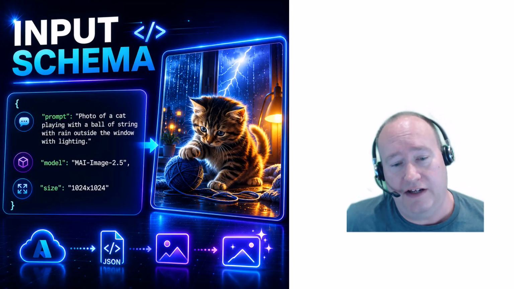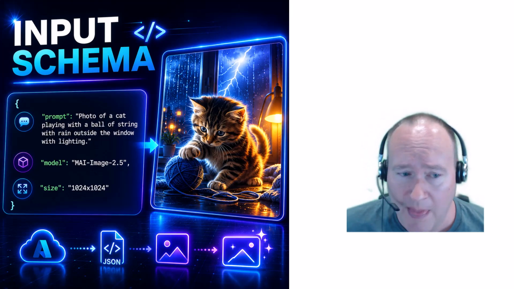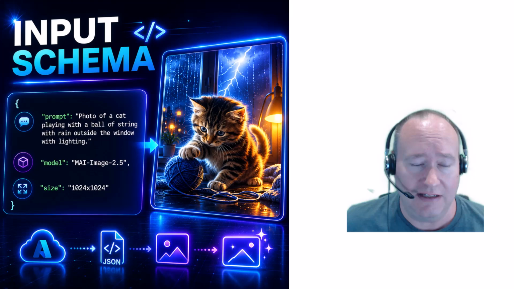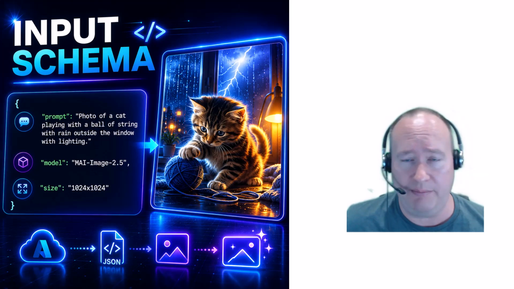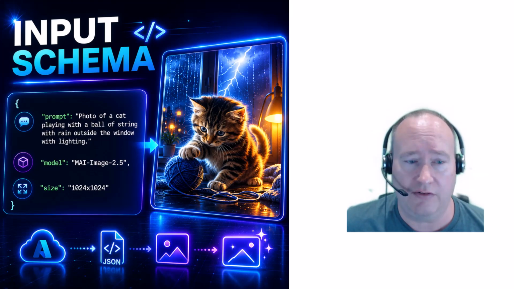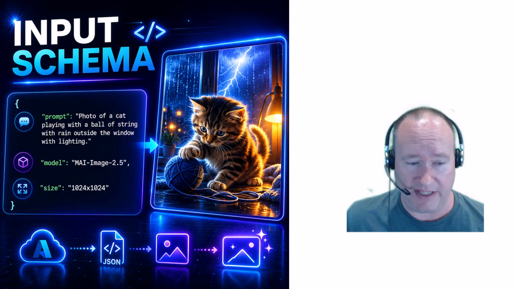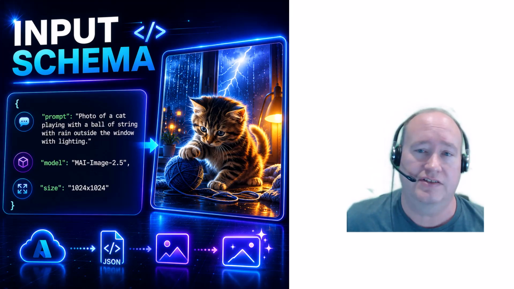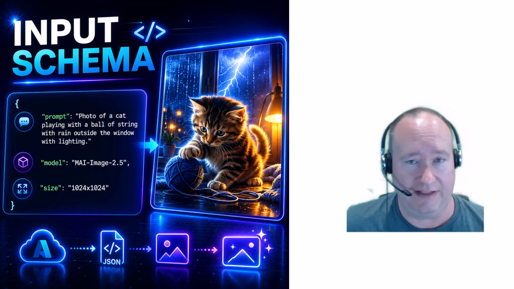Now, how are you going to interact with this via the API? There's a very simple JSON schema that you can send in. It accepts 3 parameters. There's the prompt, what you want it to do. There's the model name, which in this case is going to be either the base model, as you see here, or -flash if you want the flash model, and then the size that you want in length times width.